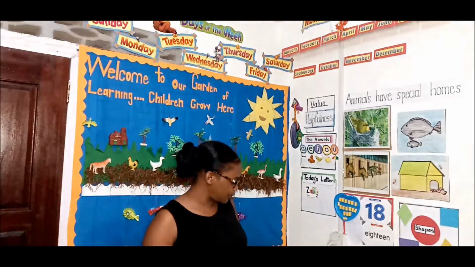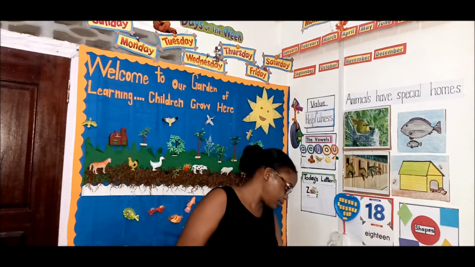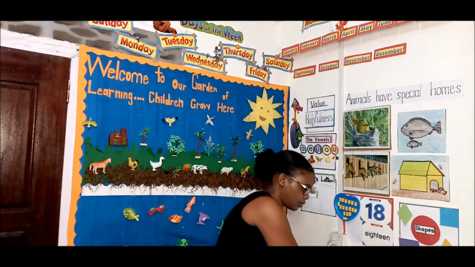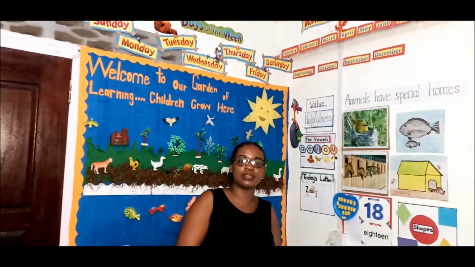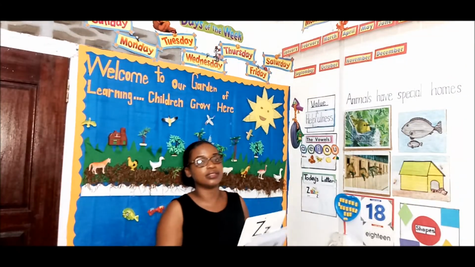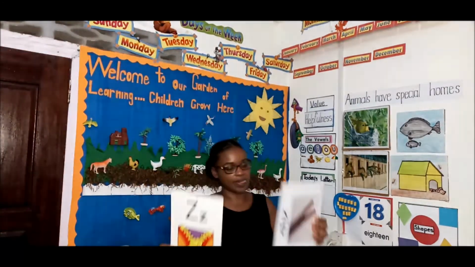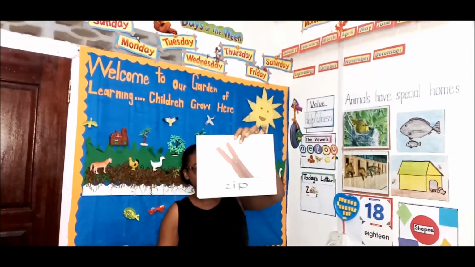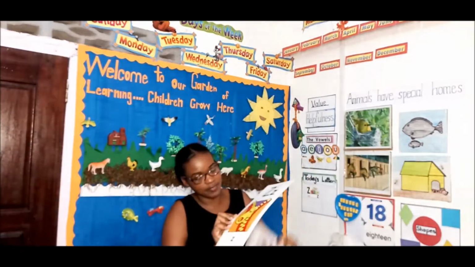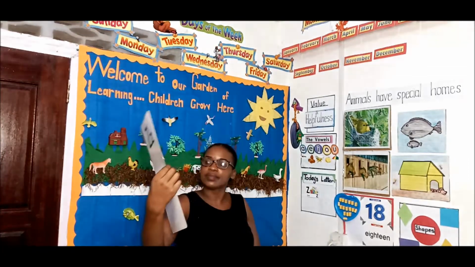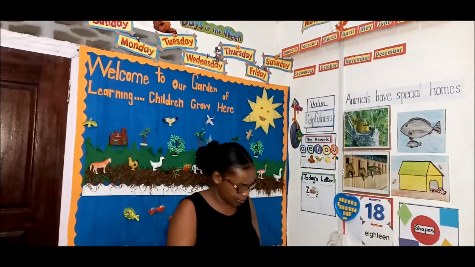So today for phonics, we're talking about letter Z. Okay? And the Z says Z, like zip. Say zip. Z, zip. Then we have another zip. This is a big zip and this is a small zip. What is the color of this zip? Yellow. Okay? Yellow and red.